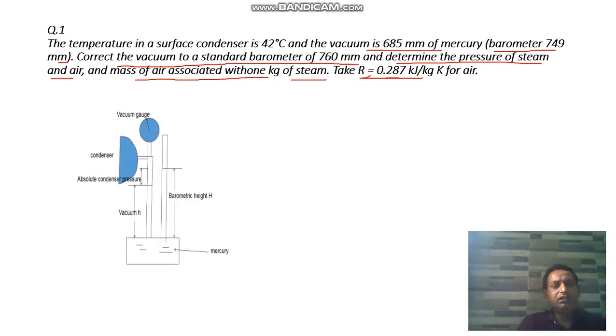Here this is the condenser, whose vacuum is given. This is the 685 mm. This vacuum is obtained when the barometer reading is 749 mm. So we have to find the absolute pressure of this condenser. Here the barometric height is given, this is the 749 mm of mercury column, and here the vacuum is given. This vacuum is 685.